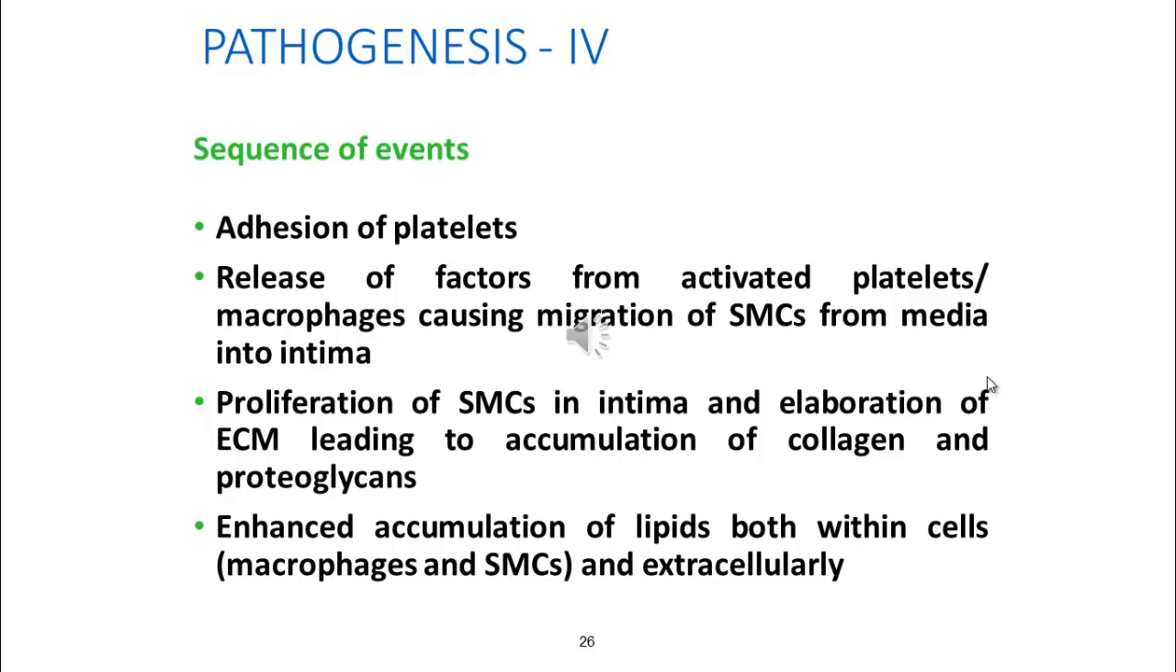These smooth muscle cells which have migrated into the intima are going to proliferate, and they are going to release certain substances which are going to help in the accumulation of collagen and proteoglycan in the intima. So there is enhanced accumulation of lipid within the cells, that is the macrophages and smooth muscle cells both, as well as extracellularly.